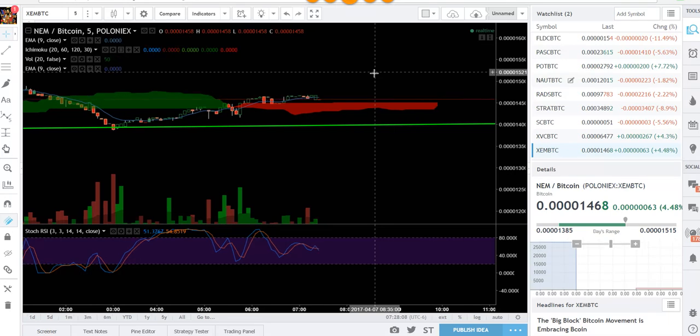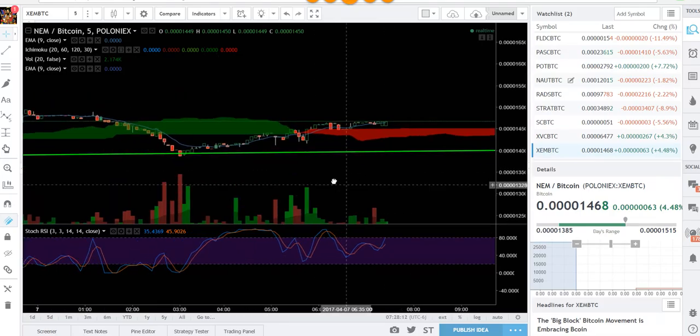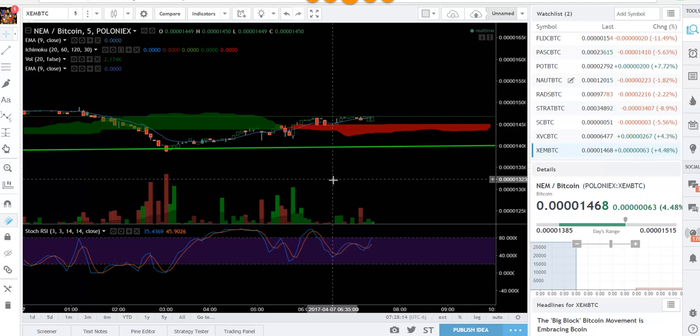So yeah, using the oscillating indicators to recognize your market strength at different times is crucial, guys. It's a golden tool. It's really a golden tool.